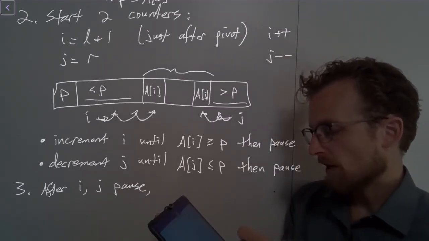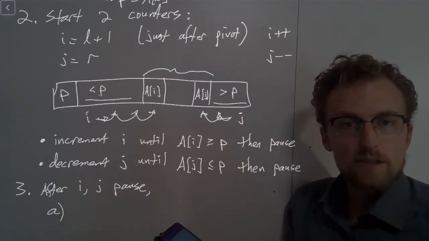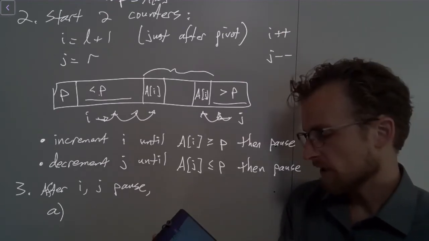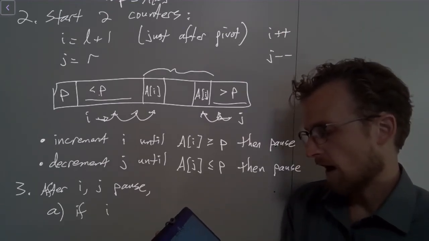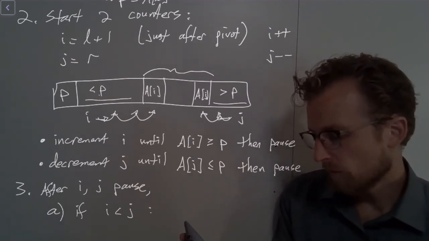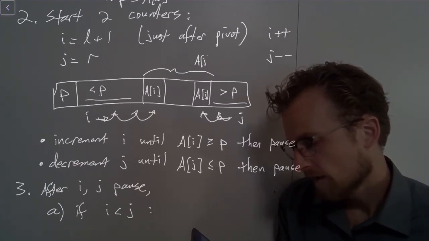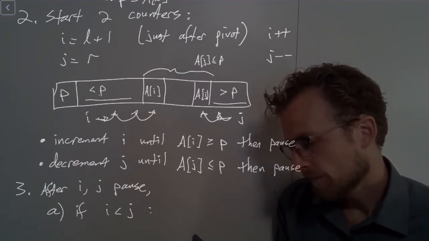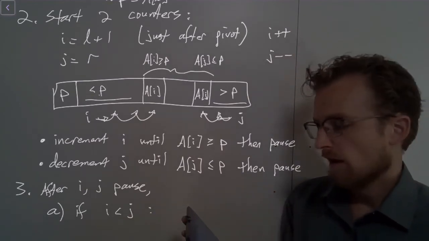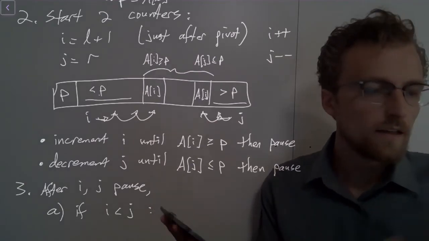So after i and j pause, we have case A that says if they haven't crossed yet, right? So if i is strictly less than j, then what do we do? Well, what do we have here? We've got this fact that a[j] is less than or equal to p, and a[i] is greater than or equal to p, potentially strictly greater than. So now we've got to decide what to do next.